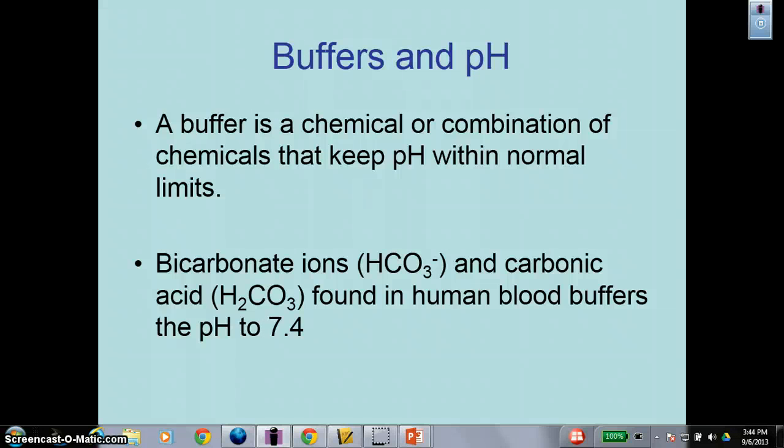Buffer systems occur in living organisms, and a buffer is a chemical or combination of chemicals that keep the pH range within normal limits. A good example of this is the bicarbonate ions and the carbonic acid that's found in our blood. Our blood normally needs to be at about a 7.4 pH, and if it varies at all, you could die. So these buffering systems within our blood help to keep an increase in hydrogen ions or an increase in hydroxide ions in our blood system within a normal limit so that it doesn't affect our overall well-being.